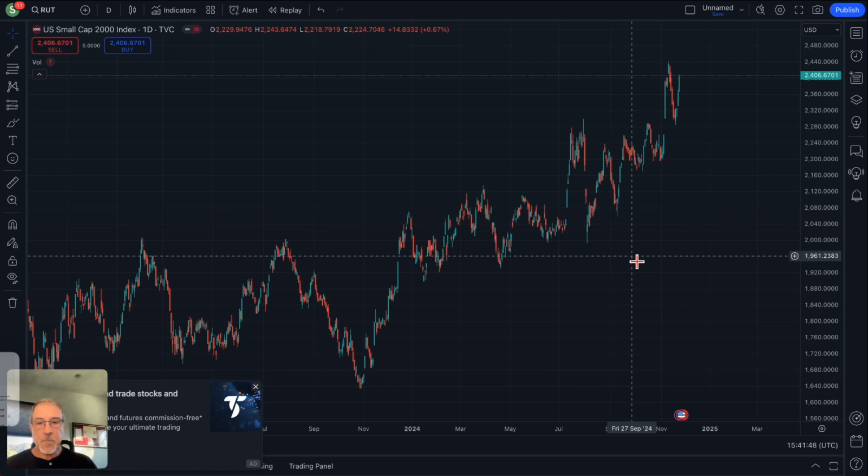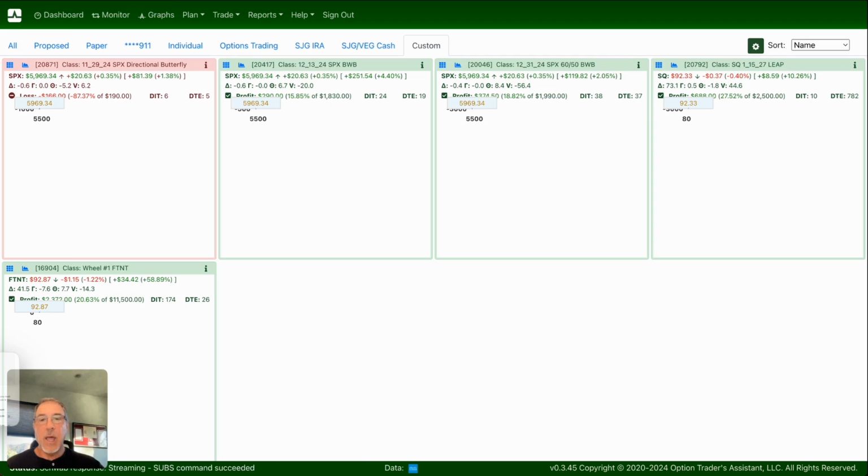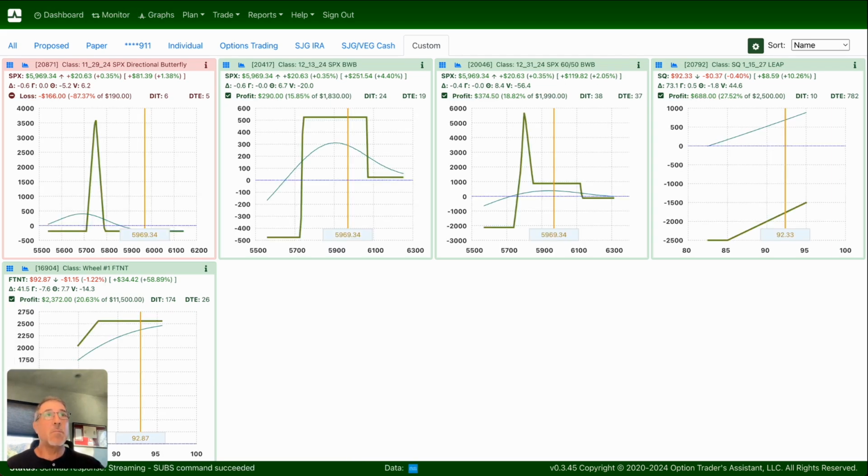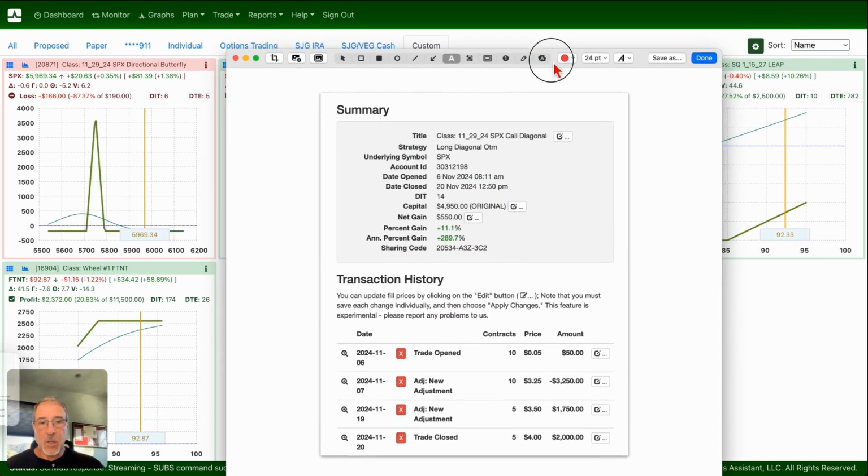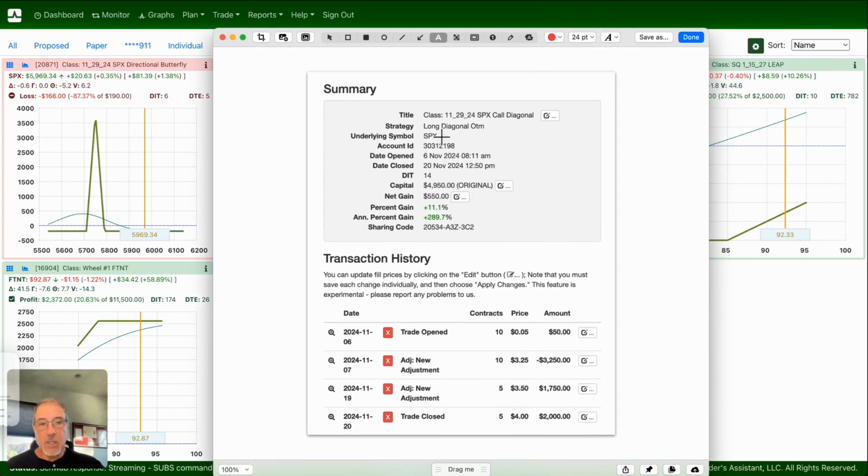Now, those of you that are part of my alert service, let's get into the trades that we closed out this week. And we had one trade, let me just pull that down here, that was closed out. So this was a call diagonal spread, and pretty good trade, $550 in a 2-week time frame. So nice return, 11% return. This trade never really got stressed anywhere along the way.